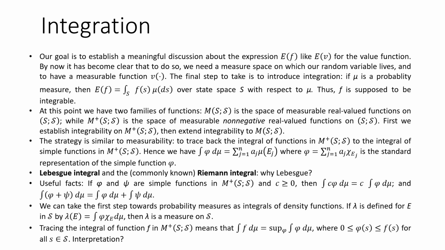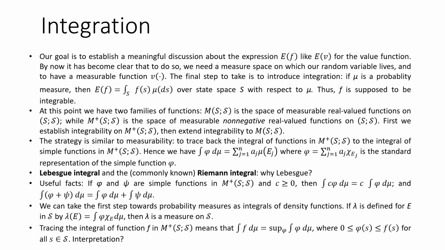So if we want to describe the expected value of a function, this function must be integrable with respect to the chosen measure. At this point we have two families of functions, two spaces of functions. One is the more general, the space of measurable real-valued functions, and the other is a narrower space: the non-negative measurable real-valued functions.